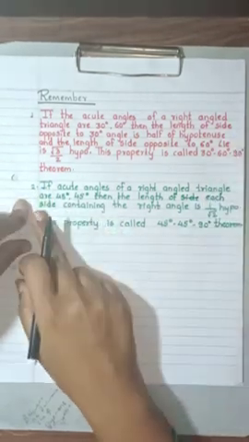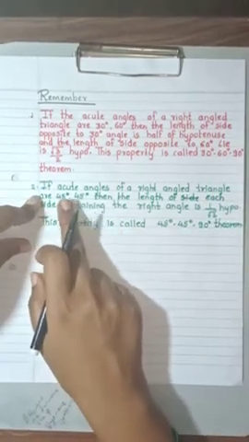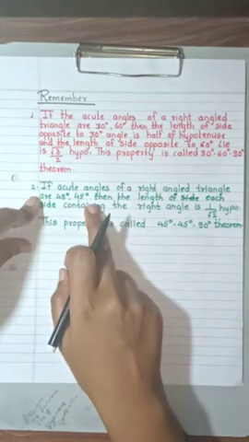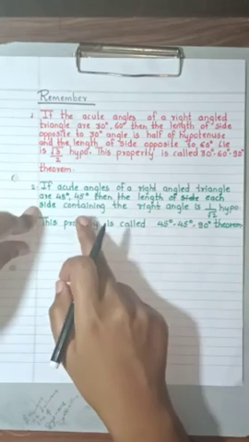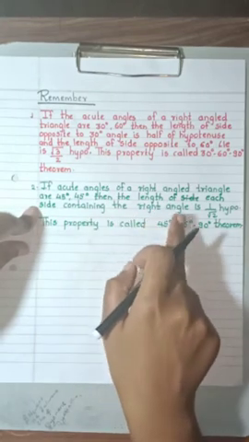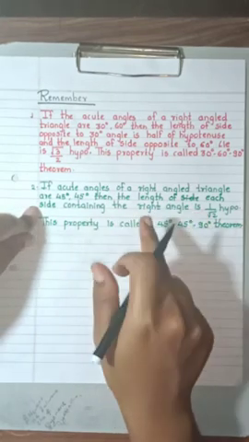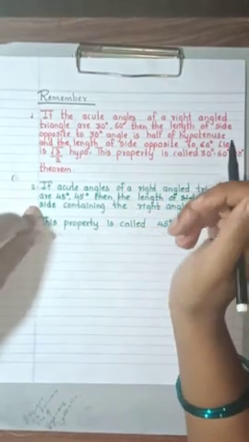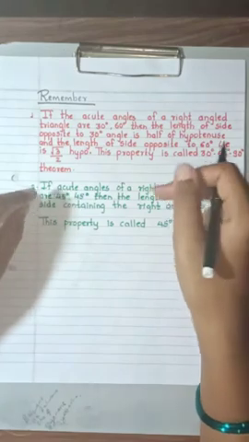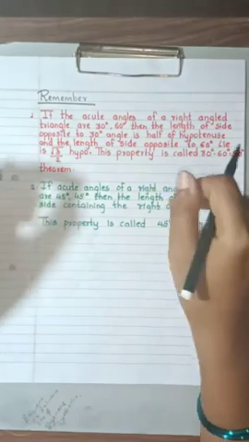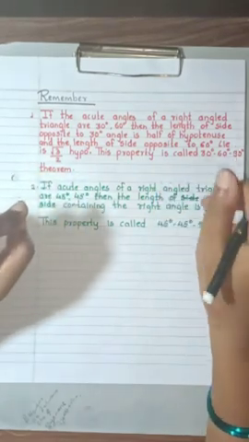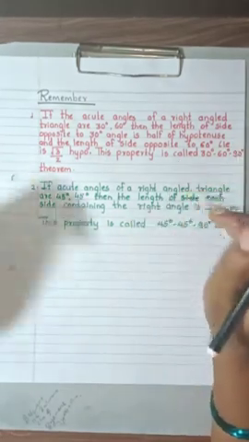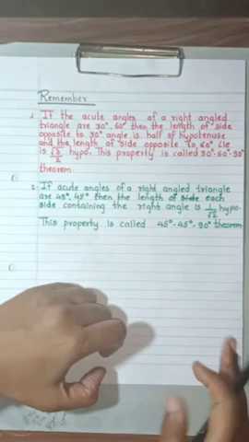Okay. Now the second one is, if acute angles of a right angle triangle are 45 degree, 45 degree, then the length of each side containing the right angle is 1 upon root 2 of hypotenuse. So what you have studied in 45, 45, 90 theorem, that the sides which contain the right angle are 1 upon root 2 of hypotenuse. This property is called as 45, 45, 90 degree theorem.